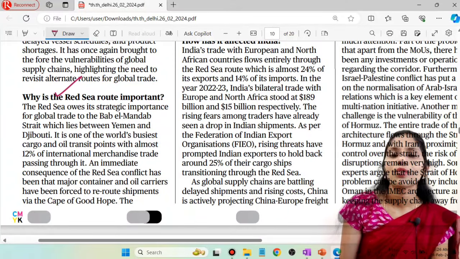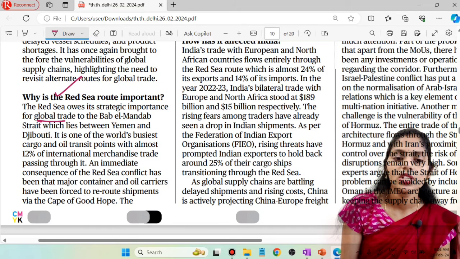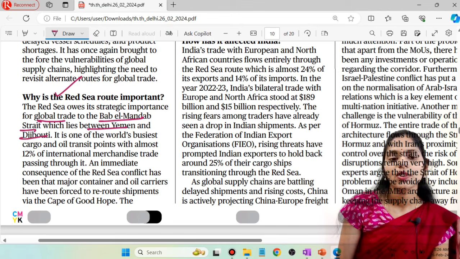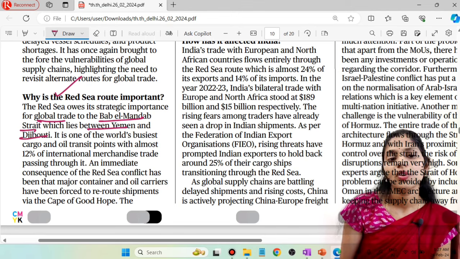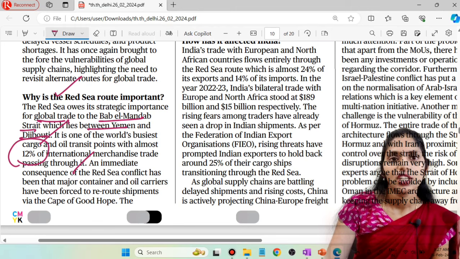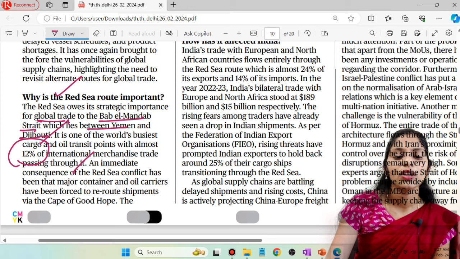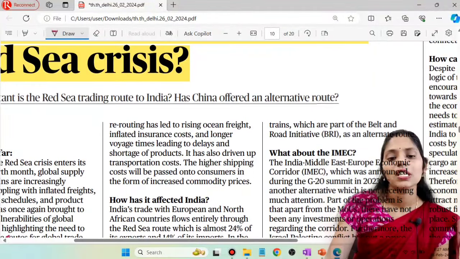So the Red Sea has a very strategic importance because of its location and global trade through the Bab el Mandab Strait, which lies between Yemen and Djibouti. It's one of the world's busiest cargo and oil transit points, with almost 12% of international merchandise trade going through it. Whenever there is any conflict in the Red Sea, it leads to issues for container and oil carriers. They have been forced to reroute the ships around the Cape of Good Hope.